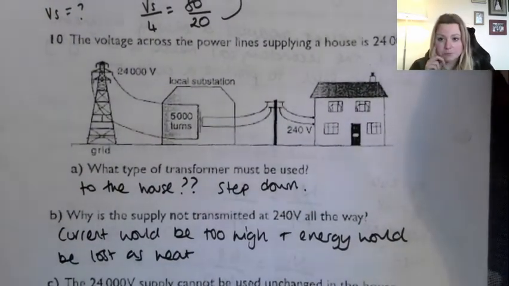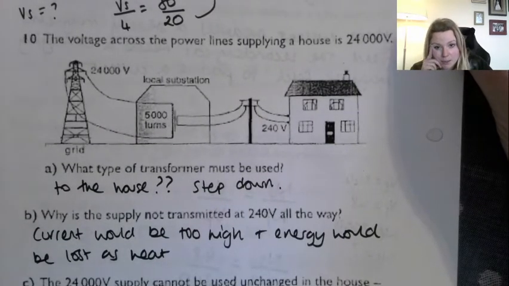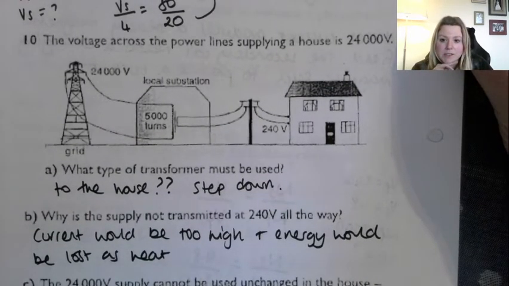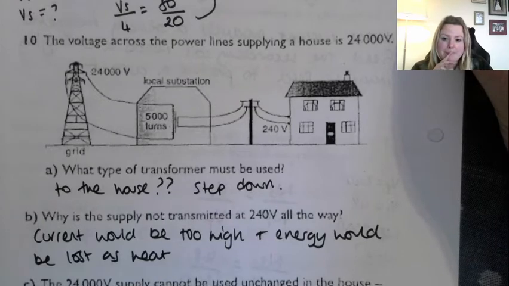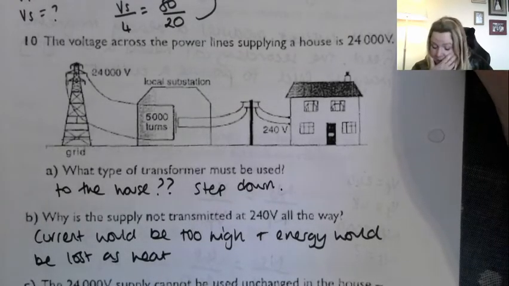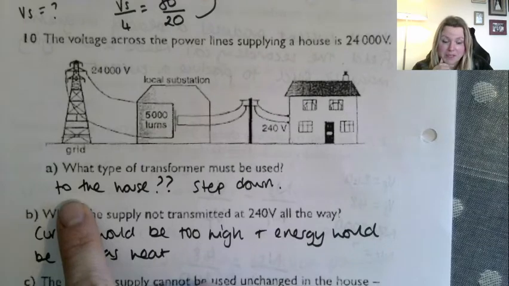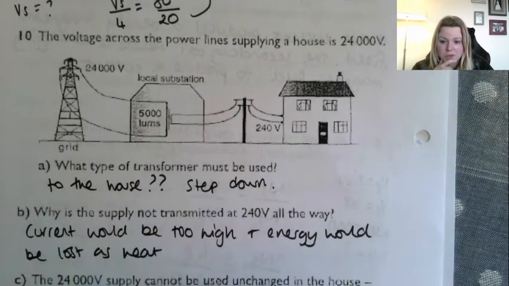Right, 10. The voltage across the power line supplying a house is 24,000 volts. What type of transformer must be used? I was being a wee bit passive aggressive in my answering here. I'm assuming this is talking about to the house, step down transformer to the house.